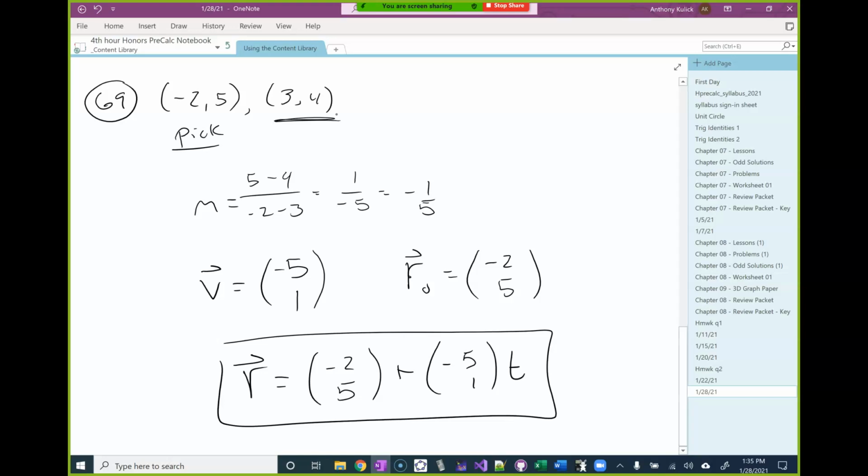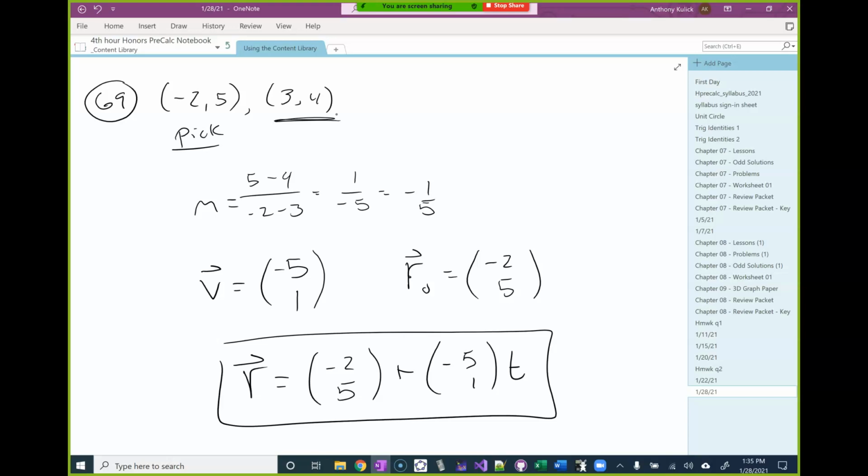If that was a positive 1/5, the other answer you could have is both the components are negative, right? Okay. Cool. Anybody else with questions? I'm happy to do a little bit more if we need to before we get going.